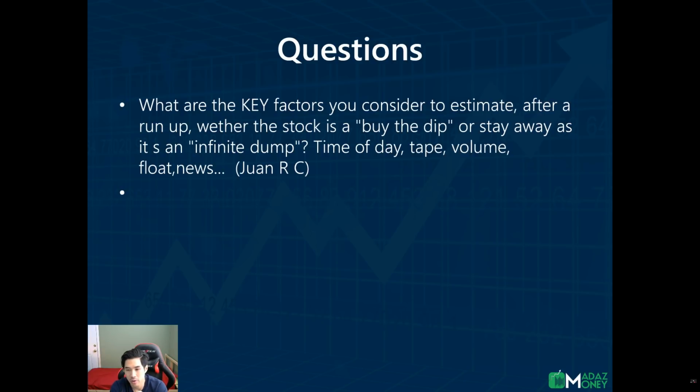With regards to knowing whether it's a buy the dip versus an infinite dump, obviously in a downtrending stock, infinite dump is probably more likely. You don't want to be swimming against the current, so to speak. You don't want to be catching a falling knife that's been falling for a while. So you don't want to be buying the dip on a downtrending stock, especially in the afternoon.